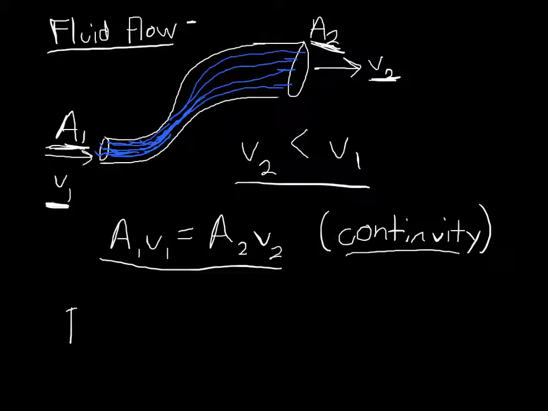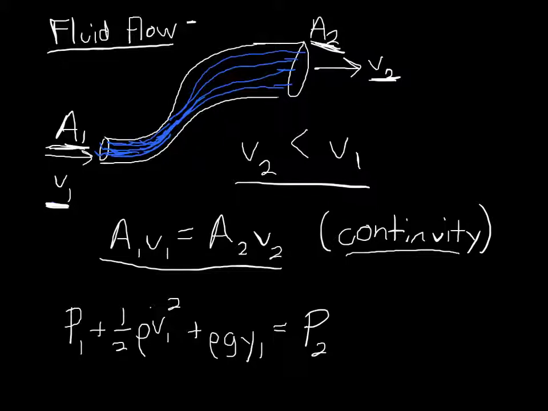And if we do this and use pressures and densities, we find pressure 1 plus 1/2 density of our fluid times velocity of our fluid 1 squared plus rho times g times y1, however tall this first part of the pipe is, is going to be equal to pressure 2 plus 1/2 density times velocity that you're leaving the pipe with squared plus rho times g times however tall this second part of the pipe is.